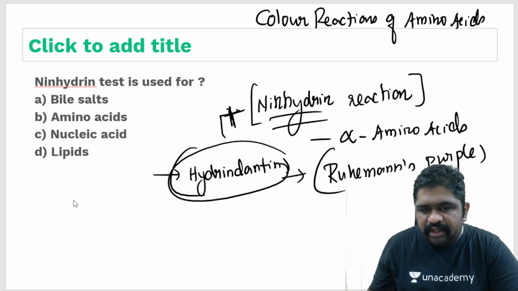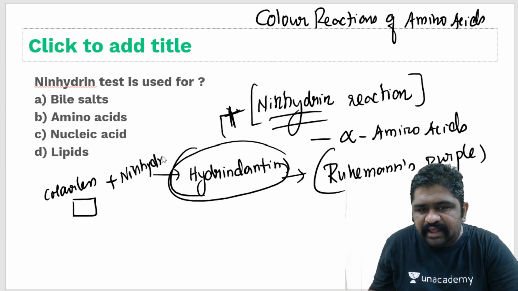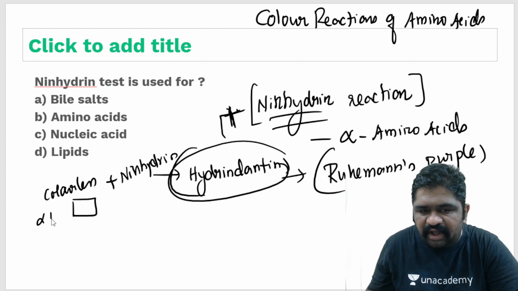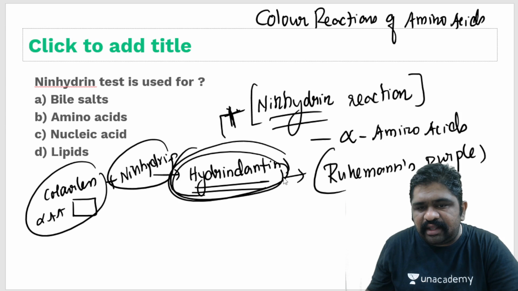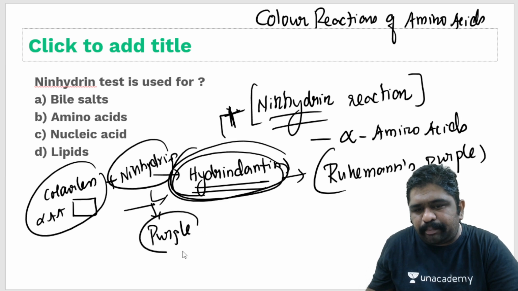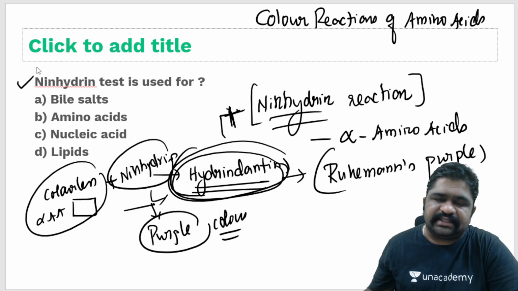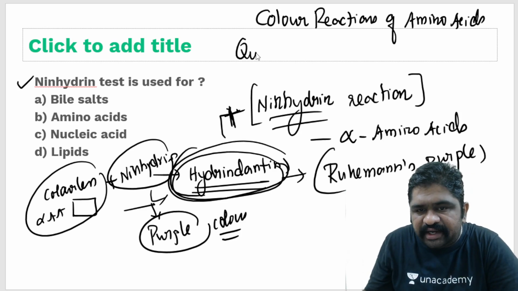What does this mean? If a particular amino acid is colorless, when you add excess amount of ninhydrin, this ninhydrin can react with the colorless alpha amino acids to form a complex where hydrindantin can be involved. On further reaction, it can produce a purple color. So when you see the purple color being formed, it is a positive reaction for ninhydrin test. So here we are using this ninhydrin test as a qualitative test.